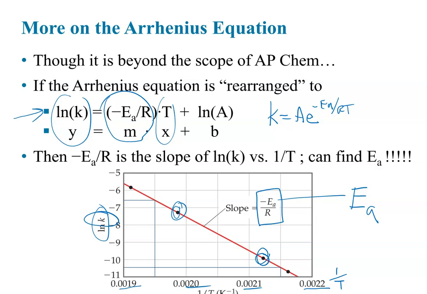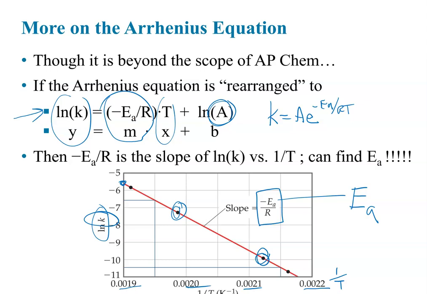Again, the slope of that graph can be used to find the value for the activation energy. And the other thing is, you may wonder, how do they know what the frequency factor is? How do they know what the value for A is? Well, the y-intercept here is going to be the natural log of the A factor.